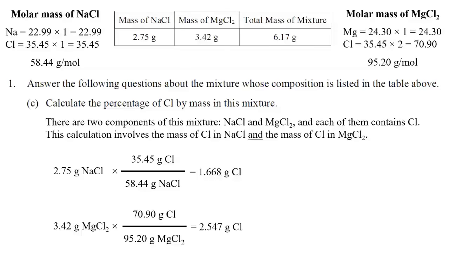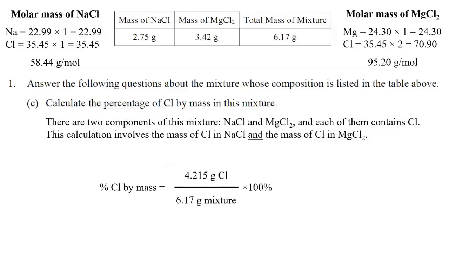So those 2 quantities of chlorine are now added together to give us 4.215 grams. That's the total mass of chlorine in this particular mixture. So one more step, grams of chlorine divided by the grams of the mixture. 4.215 divided by 6.17 times 100. We'll round our answer off to 3 significant figures based on the number of sig figs in each measurement. So we get 68.3% chlorine by mass in this mixture.